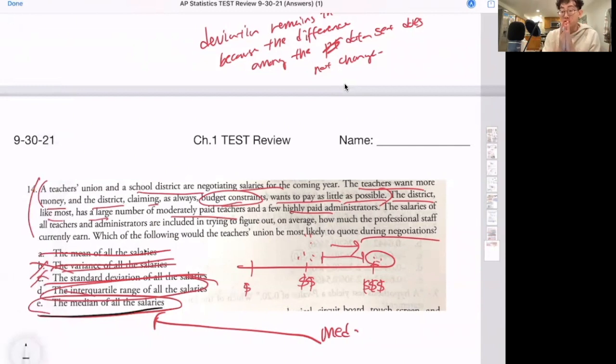That's the measurement of center, right? A lot of people generally make about this much, but look at these people who are getting paid extra. So that is what you want to say. You want to compare what the teachers are making versus what the administrators are making. The median of all the salaries is the measurement of center you want to go for, because these are the outliers that we do not want to compensate for when we're talking about the entire thing. Okay. All right, so I think that's pretty much it here.